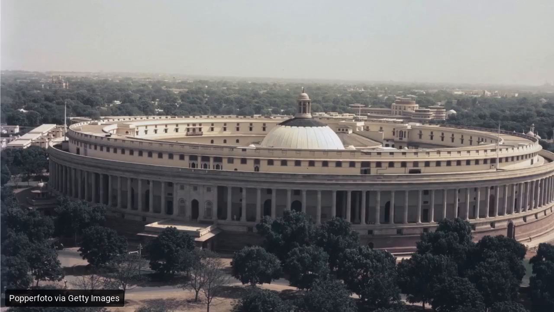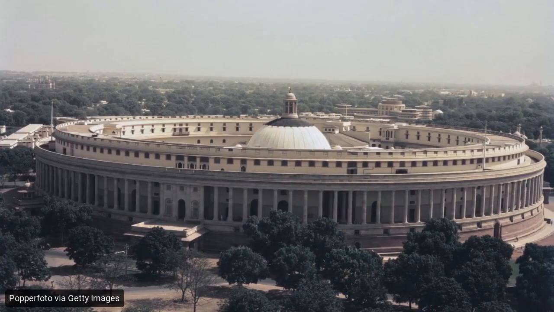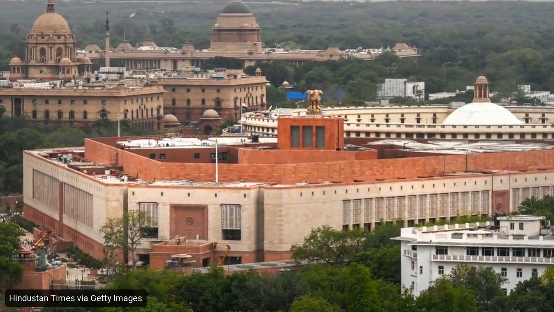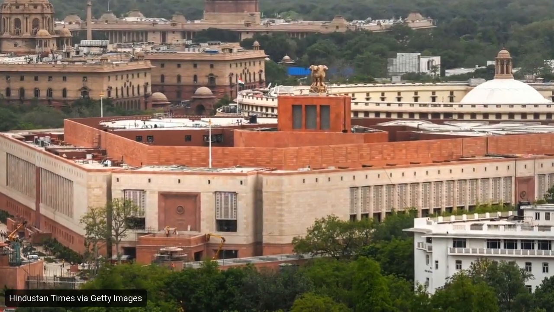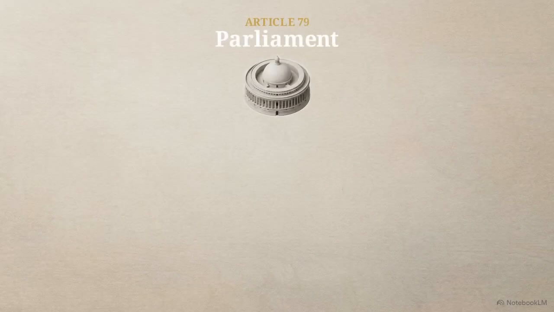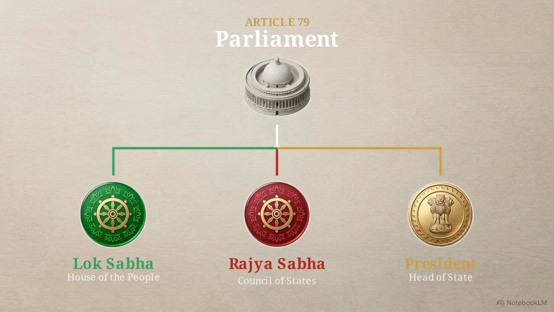The roots of this system were established in 1927 in the iconic circular halls of the old Parliament building. But as the country grew, it needed a space built for the future. Today, the work happens in the new triangular Parliament building, featuring 3 specialized gates: Gyan for knowledge, Shakti for power, and Karm for action. Under Article 79 of the Constitution, this Parliament is structured as a 3-part machine: the Lok Sabha, the Rajya Sabha, and the President.